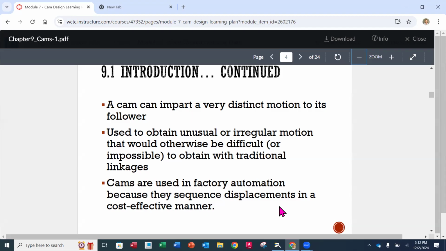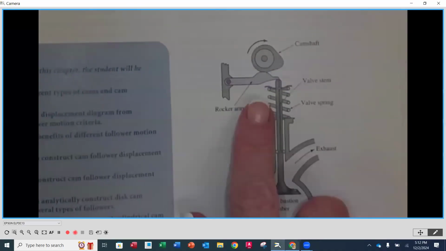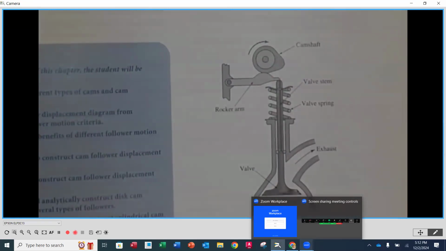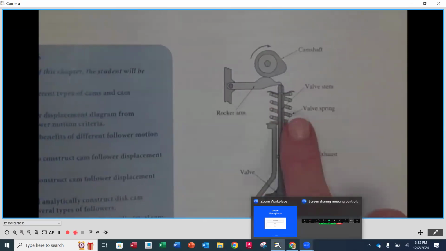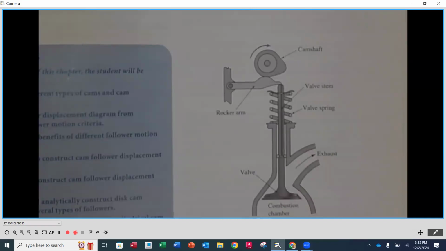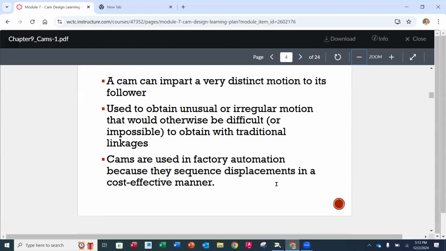What's nice about cams is that they're used a lot in, for instance, factory automation because they can sequence displacements in a very cost-effective way. So for the most part, we want this rocker arm to move or pivot up and down as that camshaft goes around. We're taking a circular or rotational motion and converting it into, although this is pivoting, ultimately a linear motion. And if we look here, it's pretty simplistic. There aren't a whole lot of parts, which makes it attractive for building into designs. So it's something that we always want to consider when we're trying to achieve different types of motion.